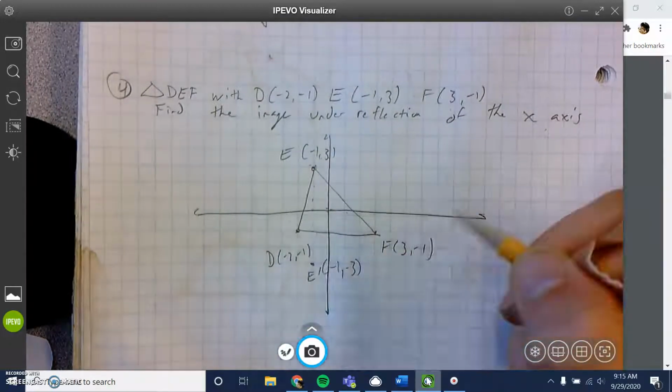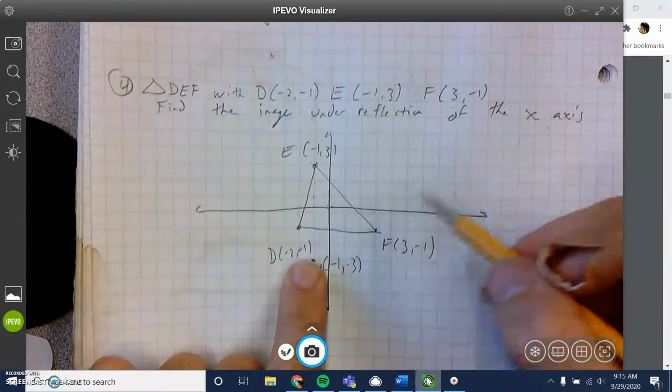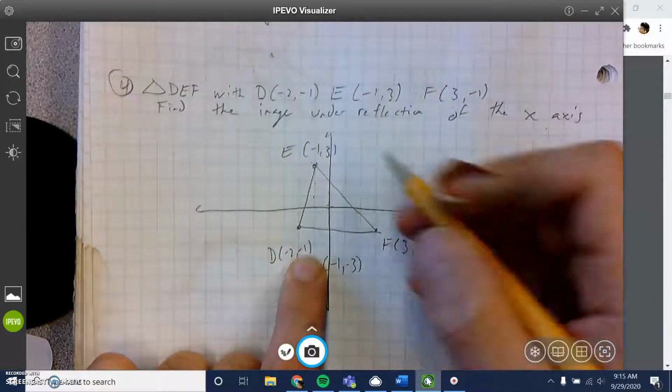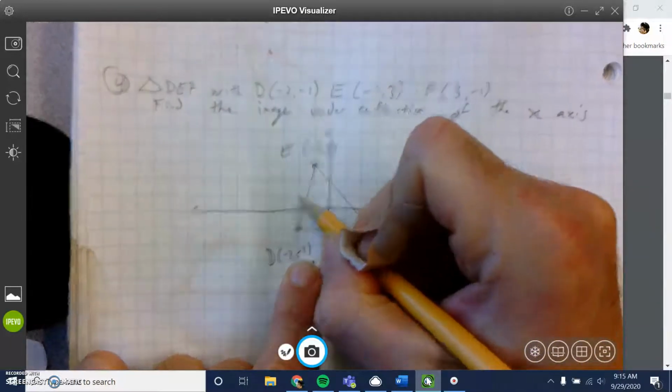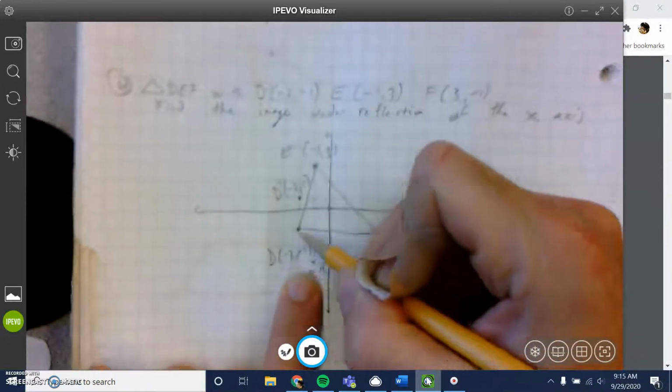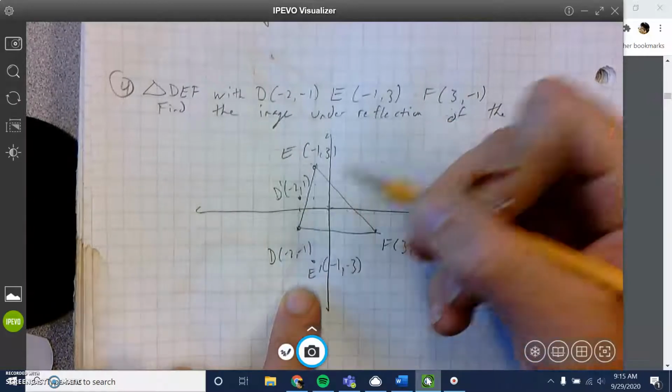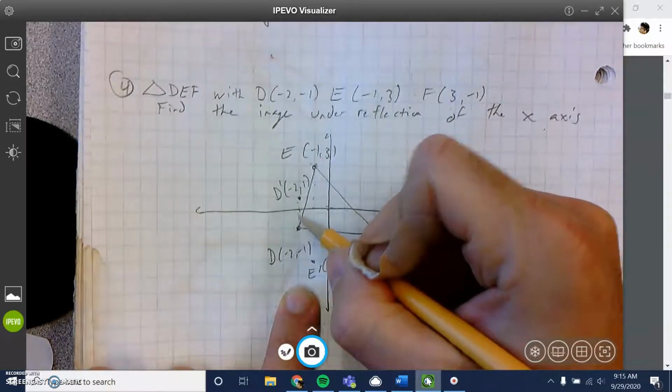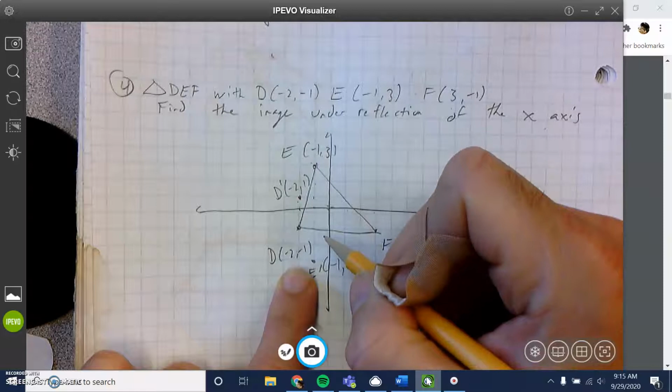Which is E prime. And then D, I'm just changing the sign of the Y, so that's -2, +1. And see, it's still one away, then one away. So it's still fulfilling what we talked about before. Now it's just doing it a little bit quicker.